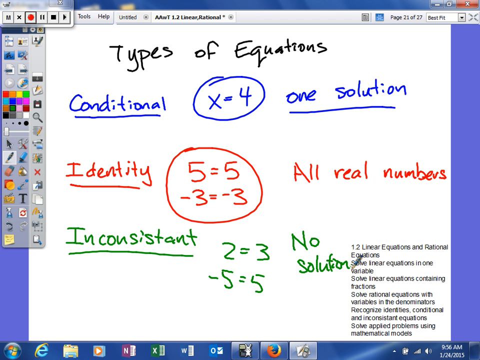So here are the different types: conditional, identity, inconsistent. This is what the answers look like after you solve for your variable. And then here are the different answers that go along with those different types of equations.